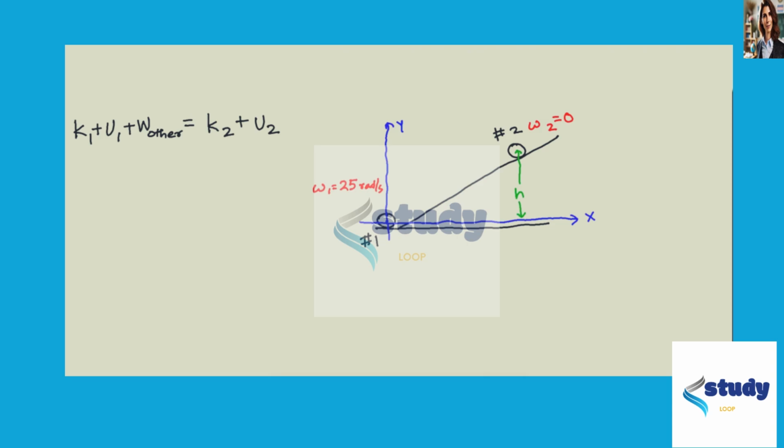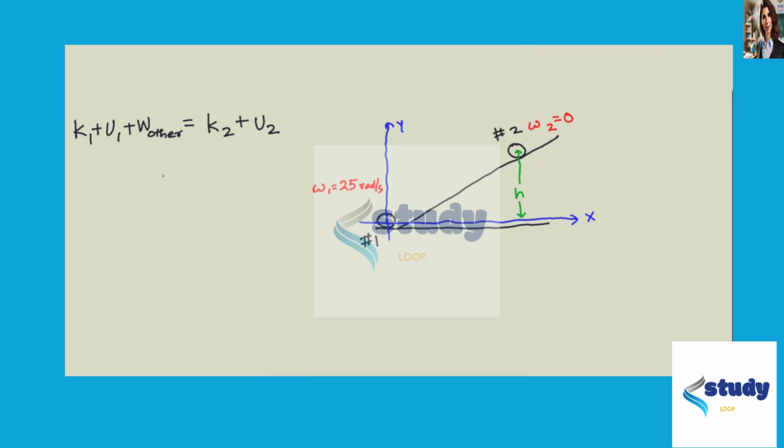Also, as you can see, we are taking the center of the wheel as the origin here. So that means y is 0 here. And the height is basically from the center of the wheel at this point to the x-axis.